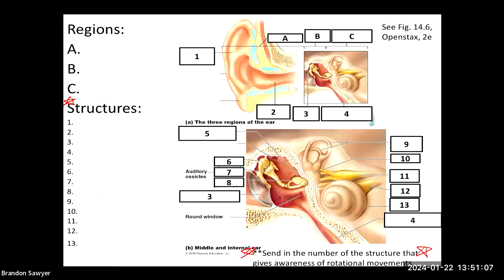Yeah, that would be awareness of linear movements of the head.